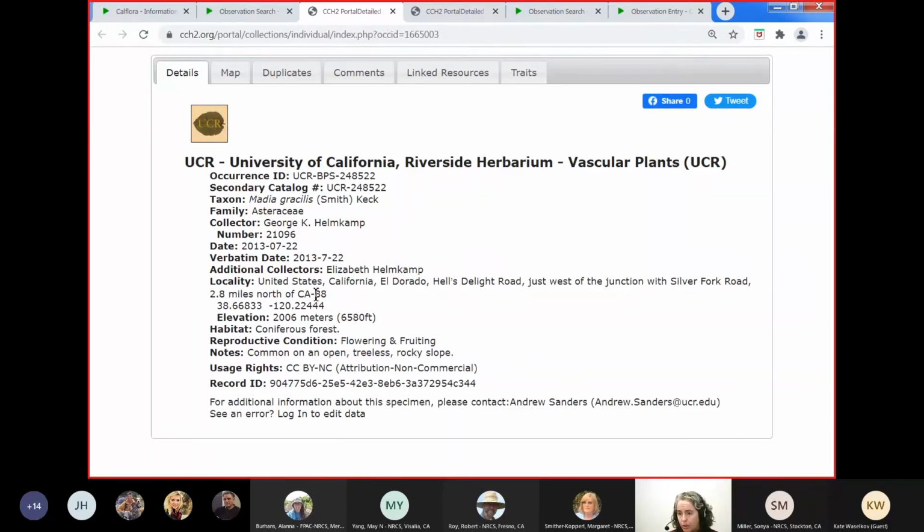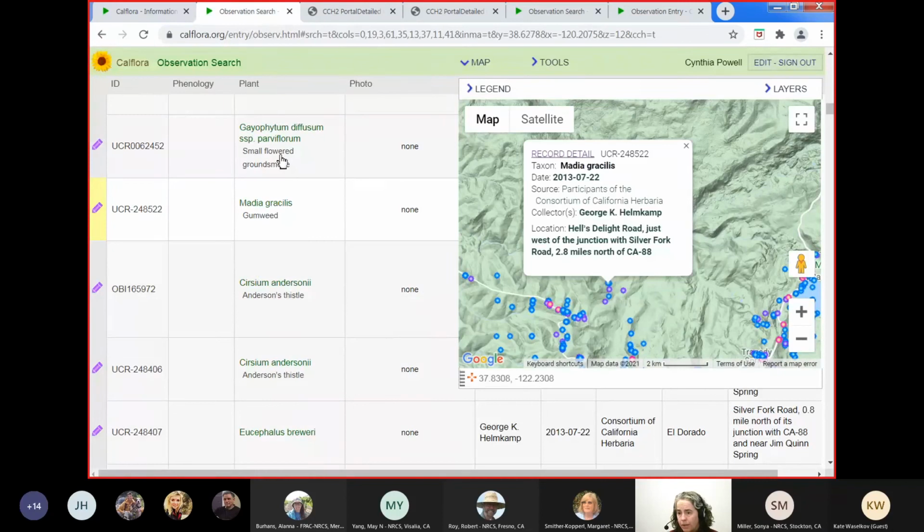And George did note the reproductive condition here, flowering and fruiting. He had some notes. So that's another way. It's interesting that that phenology didn't get pulled in here.